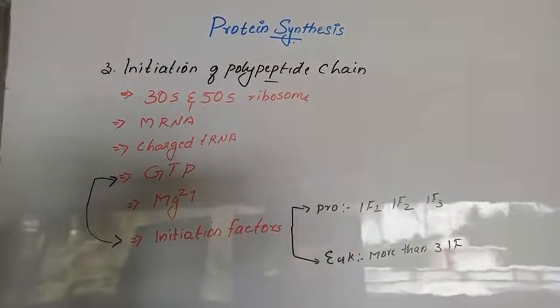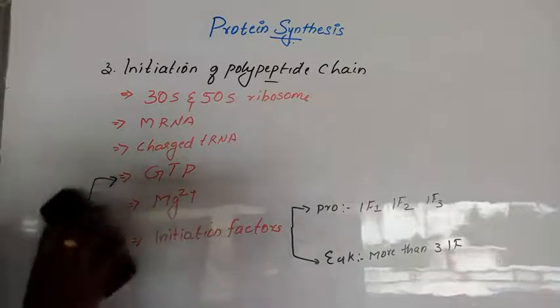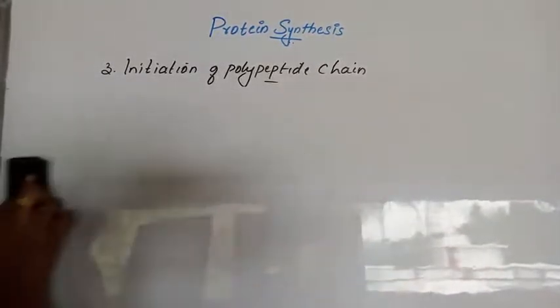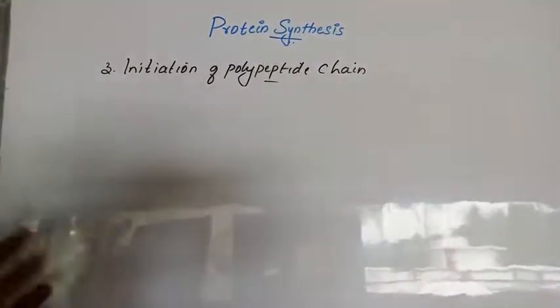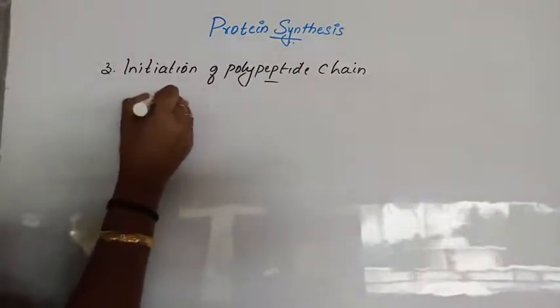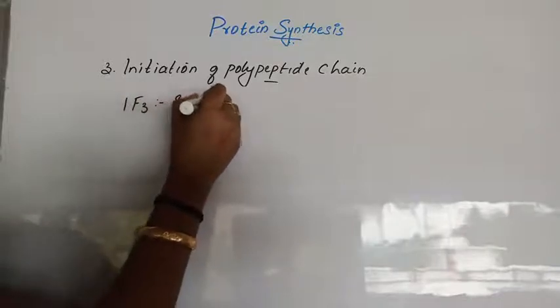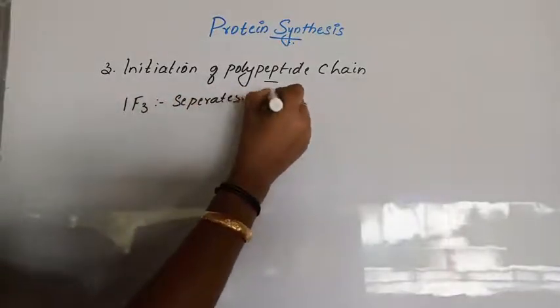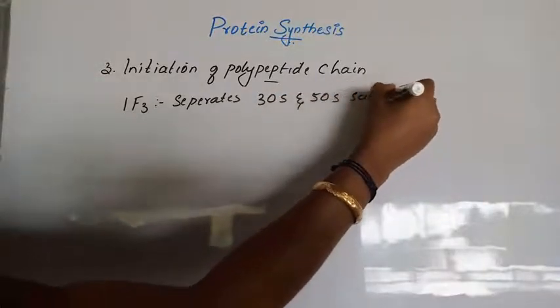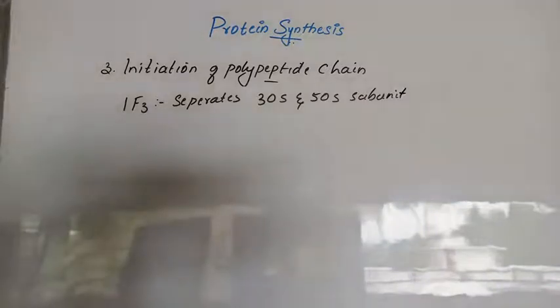In the beginning, both subunits of the ribosome are separated with the help of the IF3 factor. At the starting, the small subunit, that is 30S, and the larger subunit, that is 50S, are in separated form, which is done by IF3. So the function of IF3 is to separate the 30S and 50S subunits.